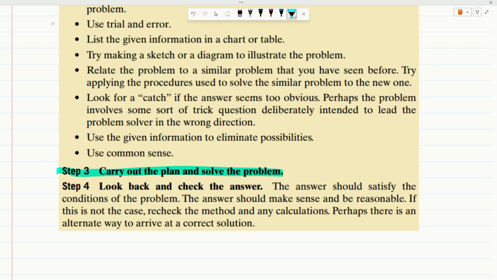I can tell you this, the majority of the time, you're not going to be using a formula. You're going to be creating your own formula. You're going to be creating your own problem. Step 3 is just, okay, do it. And then step 4 is just look back and check to make sure the answer is correct. All right? So let's see some of these problems.